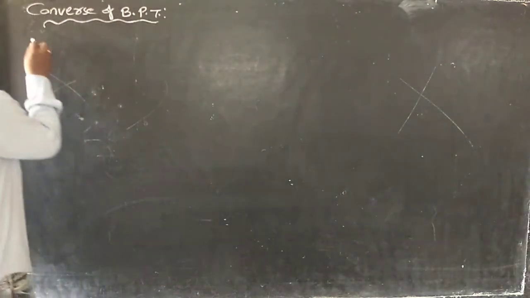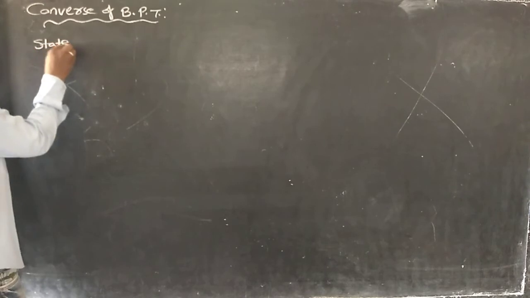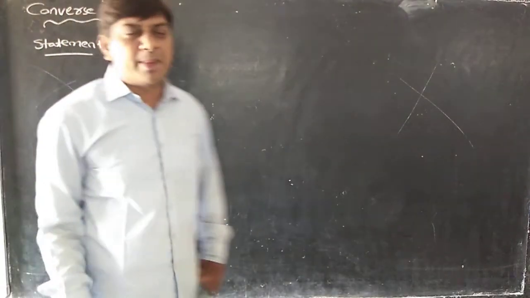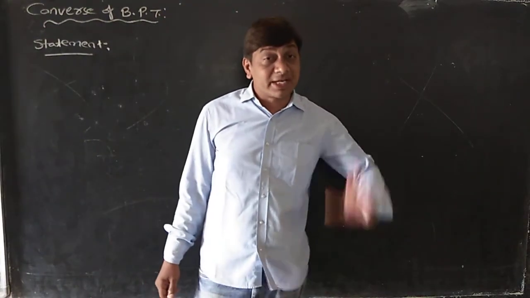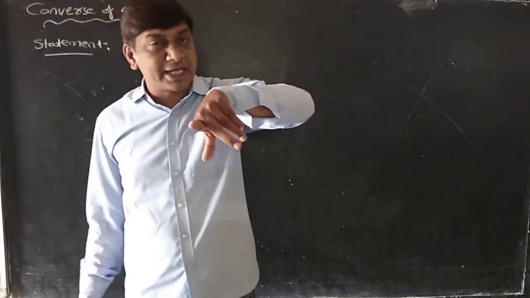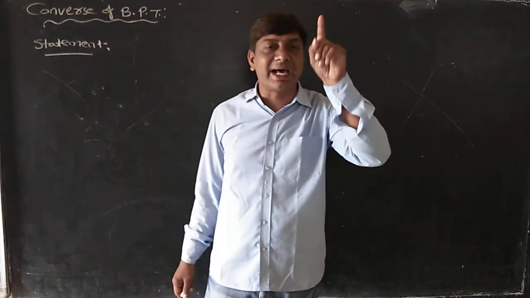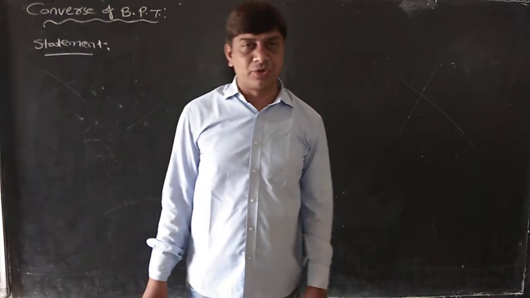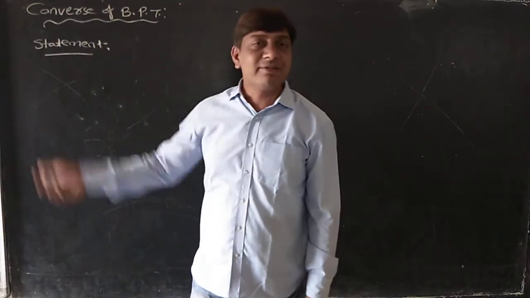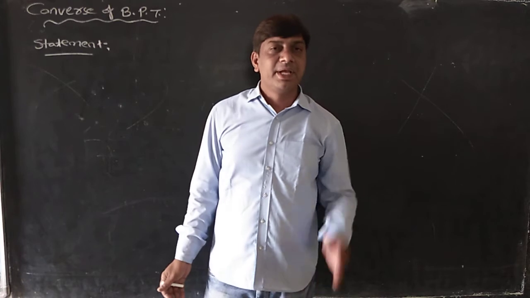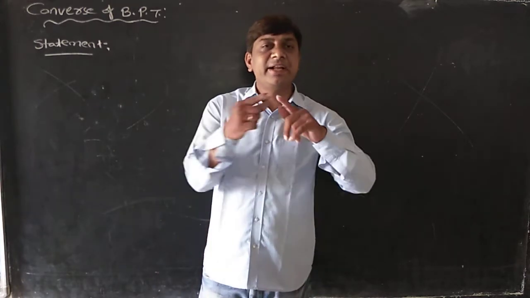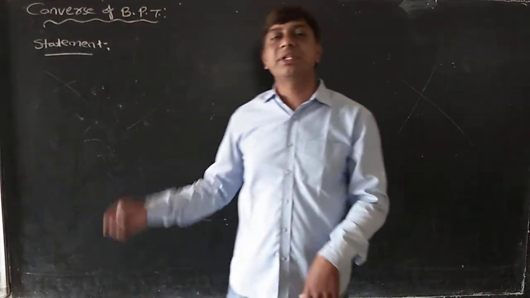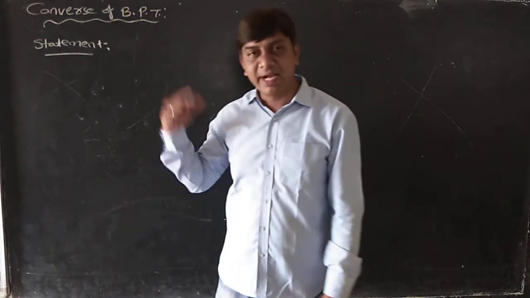Now, the statement of this converse of the basic proportionality theorem. What is the basic proportionality theorem? In a triangle, a line drawn parallel to one side will divide the other two sides in the same ratio. Whereas in the converse of the basic proportionality theorem, in a triangle, if a line divides two sides in the same ratio, then that line is parallel to the third side. That we have to prove.